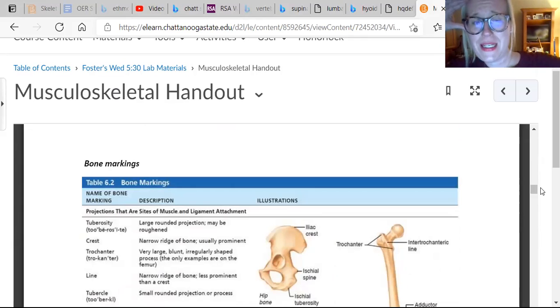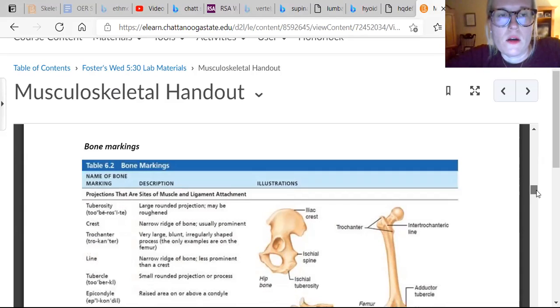Even if I didn't have this little diagram here, you would eventually figure out what each word means. In general, it means a large projection or roughened projection, or a line, or a hole in the bone. We use these same terms over and over. So when we're looking at a bone, we're looking at the different markings found on that bone, and we still have to name the marking on the particular bone.